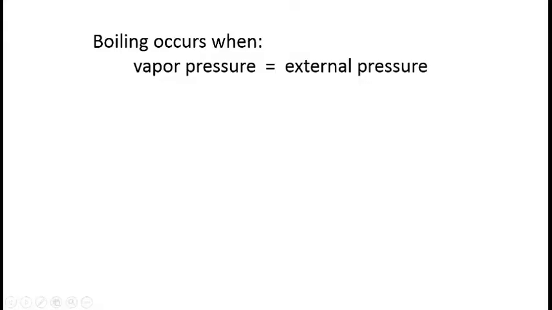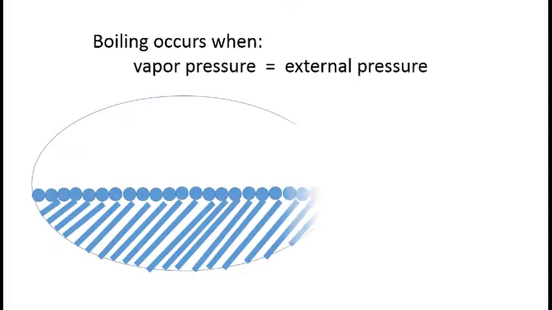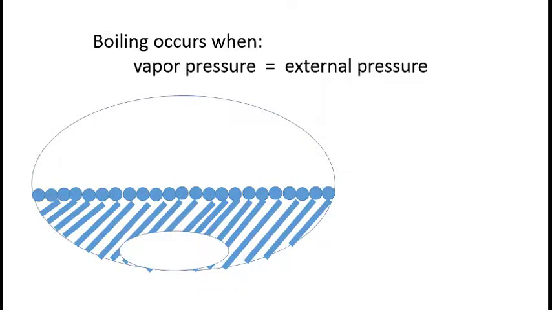The formal criterion for boiling is this. Boiling occurs when the vapor pressure of a liquid equals the external pressure. That statement is somewhat confusing, but consider what goes on inside a bubble that would form, or at least hypothetically form, at different temperatures. Here again is the surface of our flask of water, but now let's imagine a bubble that forms underneath the surface.